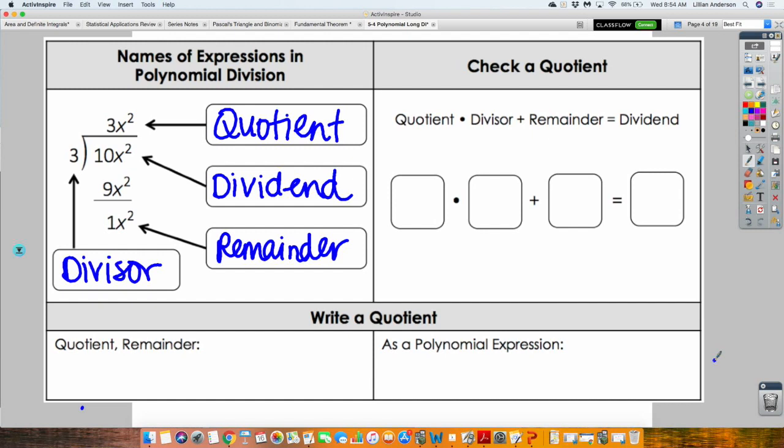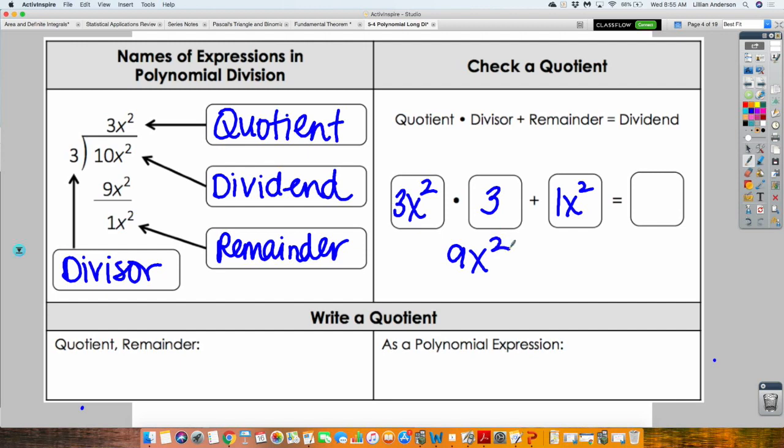All right, so those are the pieces. When you hear me refer to them, these are the pieces that I'm talking about. You can always check that you got the correct answer when you're dividing, especially with polynomial expressions. You take the quotient, multiply by the divisor, and then add the remainder. It should equal the original dividend, the original problem that you were trying to divide. So your quotient, which is 3x squared, times your divisor, which is 3, plus your remainder, which is 1x squared, should indeed equal the original dividend.